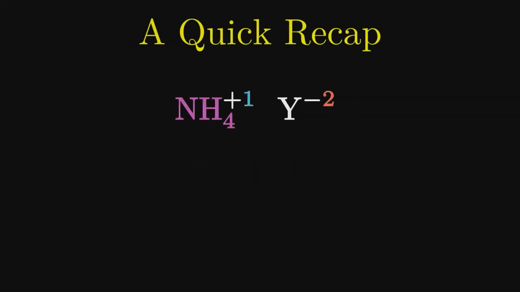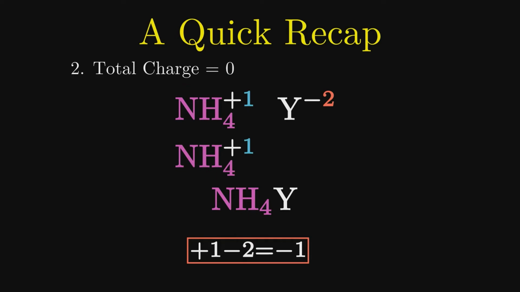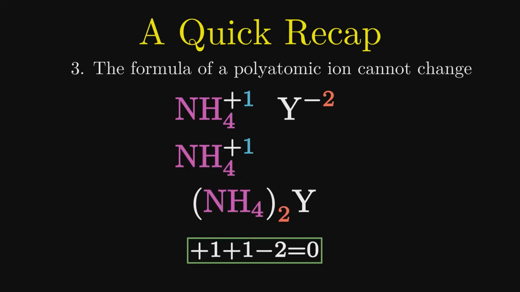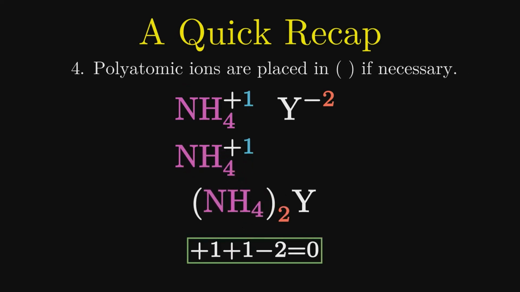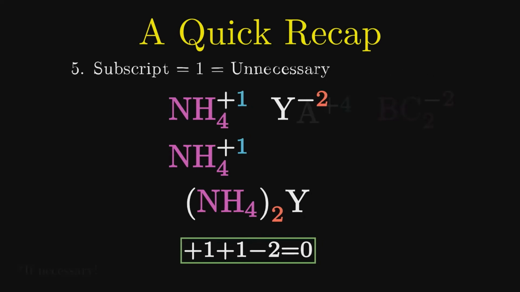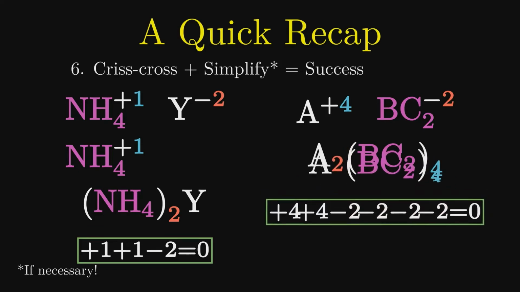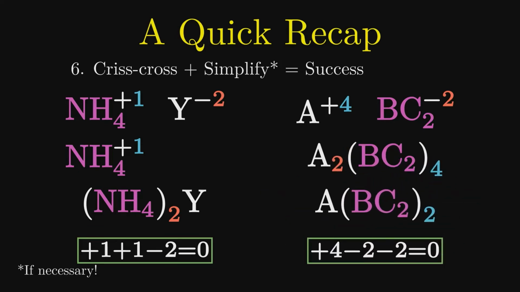So let's wrap things up and attempt some practice. Remember that binary ionic compounds are composed of cations and anions with no overall charge. The formula of a polyatomic ion doesn't change when developing the formula, so it is placed in parentheses if needed more than once. The number of ions needed are written as subscripts except for 1, and when crisscrossing, remember to simplify subscripts in the final formula if they were not part of the original ions.